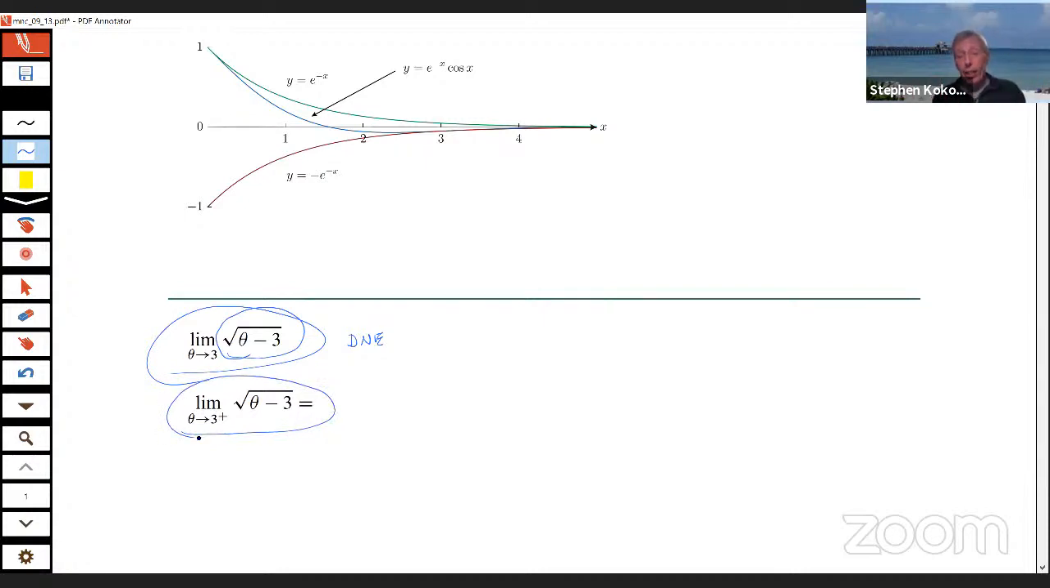I think this is the one, perhaps, that is a better question. What's the limit as theta goes to 3 from the right? Well, this expression is continuous from 3 on out, and so all we need to do here is to simply substitute in a 3. So this is simply just 0. So that one does not exist up above, but the one-sided limit is equal to 0.